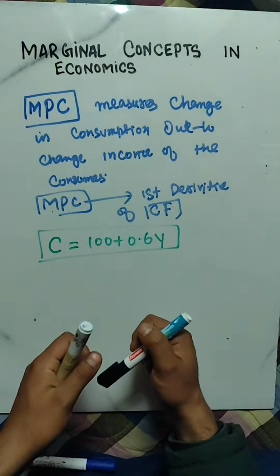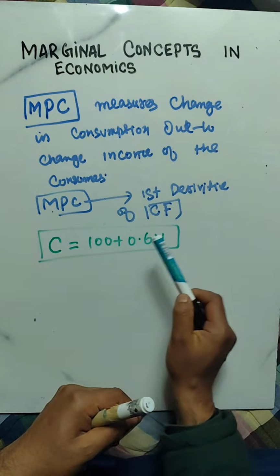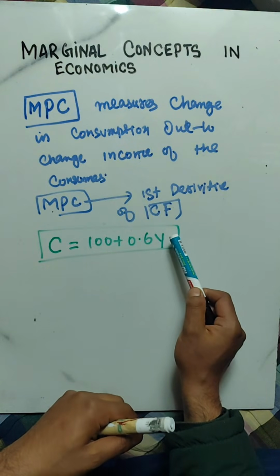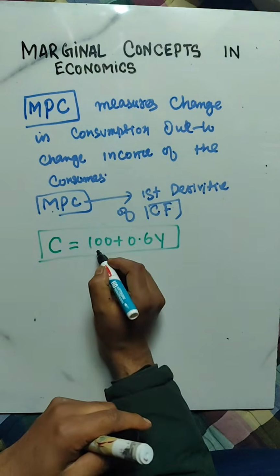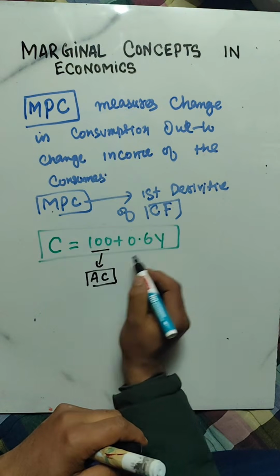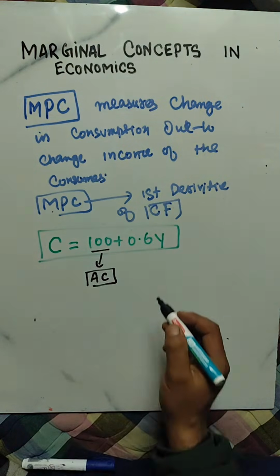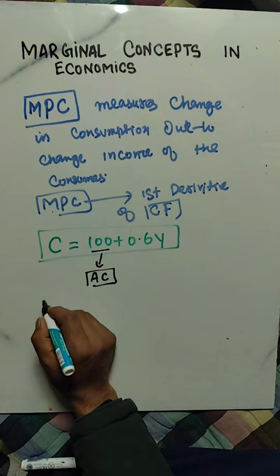So what does this consumption function tell us? It tells us that consumption is a positive function of income. As income increases, consumption of the consumer increases. Now this 100 denotes the autonomous consumption, when the level of income is 0, and y denotes the income. Now what will be the marginal propensity to consume?